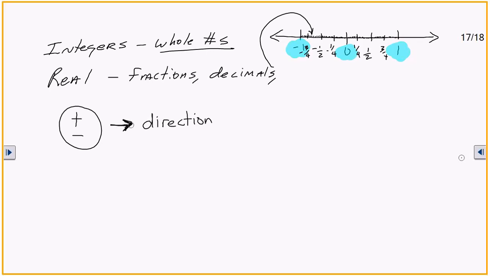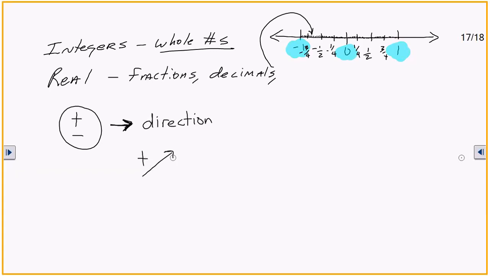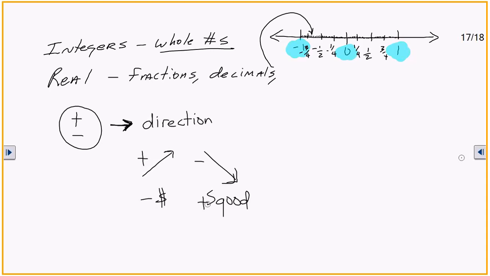When we graph a line, a positive slope means left to right up. A negative slope means left to right down. In accounting, a negative amount of dollars means you're in debt. A positive amount of dollars means you're to the good. All right? A positive amount of dollars means you got money. Negative means you got debt. However you want to call it. All right.